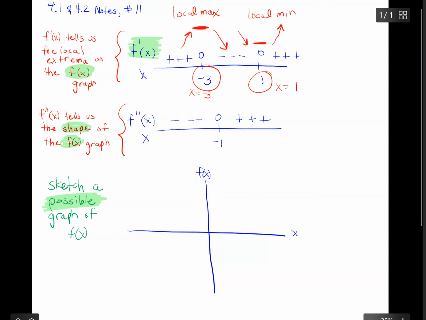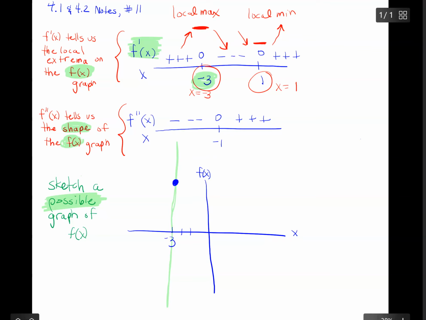Now, the first point you plot, you have lots of freedom. So let's plot this local max first. I'm going to come over here to -3. I can plot that local max anywhere on this green line, as high or as low as I want it, as long as it lines up with the input -3. It's a local max. Let's kind of make it extreme. Let's put it way up here.